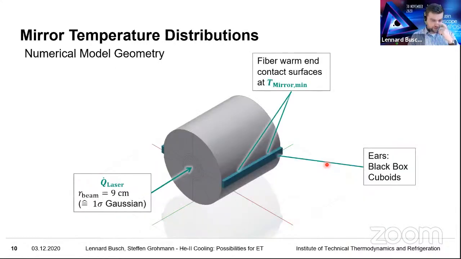Okay, so now that we have reached the end of the fibers, let's look at the mirror itself. We investigated the temperature distributions in the substrate using numerical simulations with the model that you can see there. We have the substrate, no coating included, and the ears we just assume to be black box cuboids in this case. On top of those, we had circular areas where we set the fiber warm end temperatures that we just calculated with the analytical calculations at constant values there.